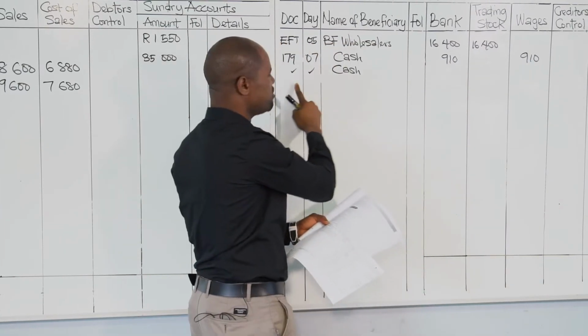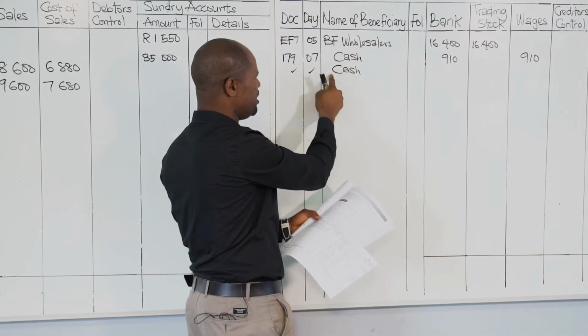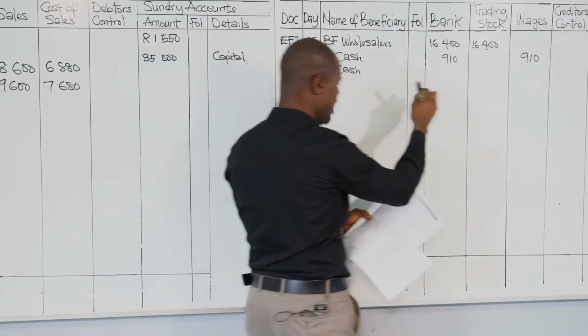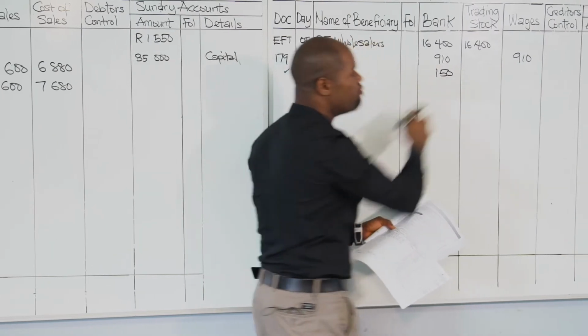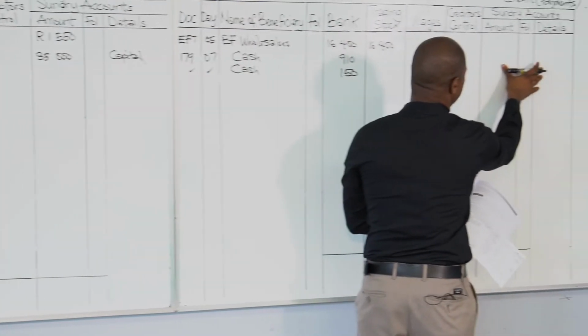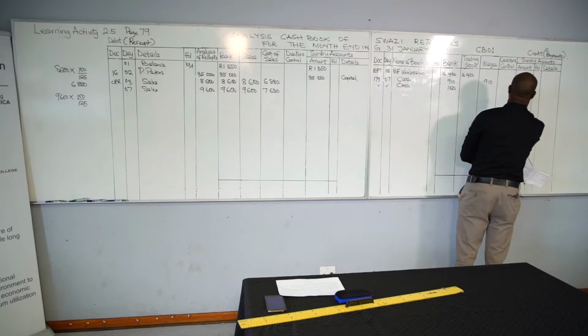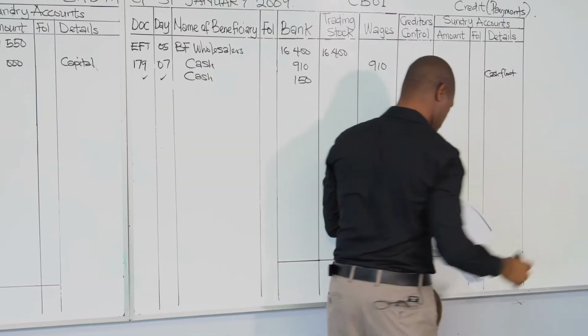Then there is another transaction on the same date, which is for cash float. I have to just tick this. This is cash, and the amount is 150. There is no column for this cash float, so it will be recorded under the sundry account as the amount 150, and it is cash float.